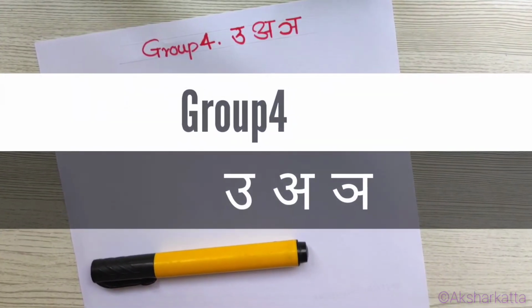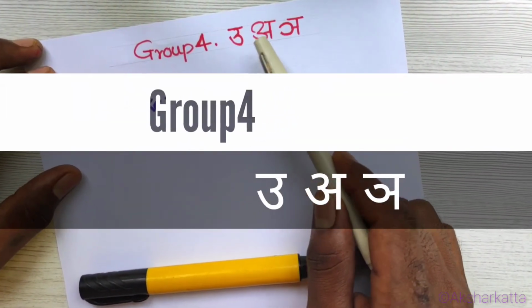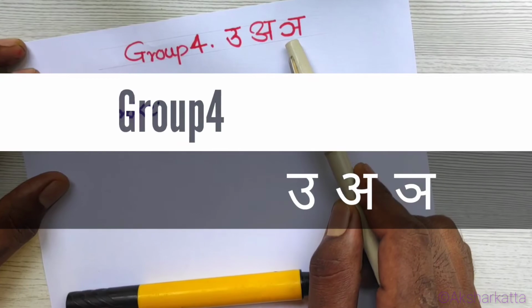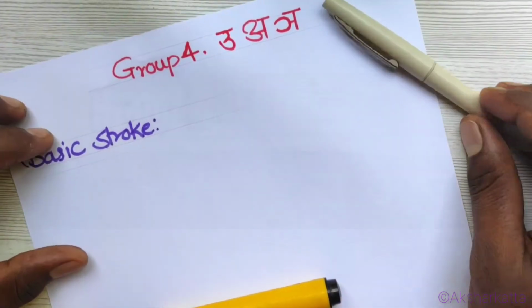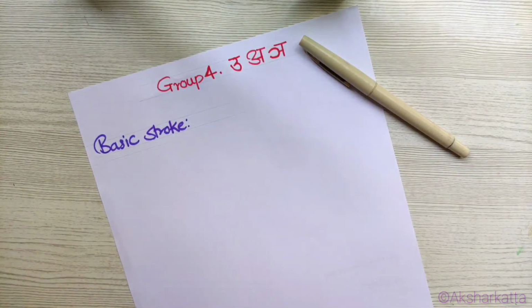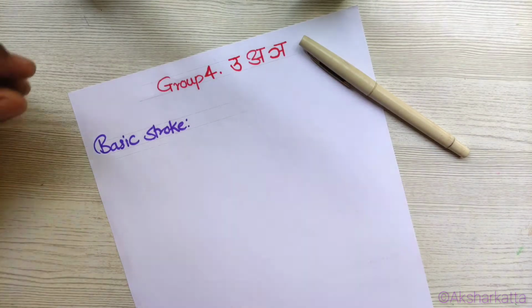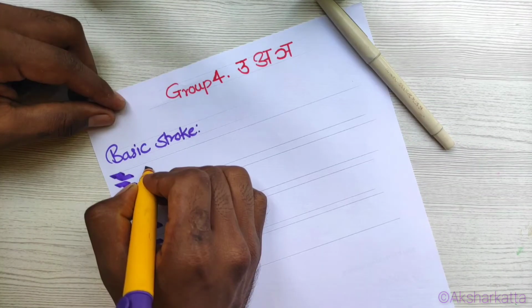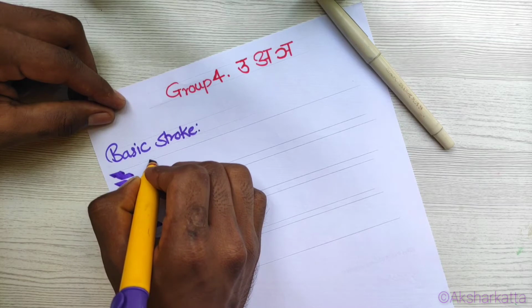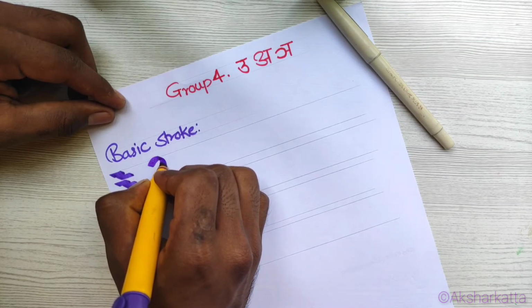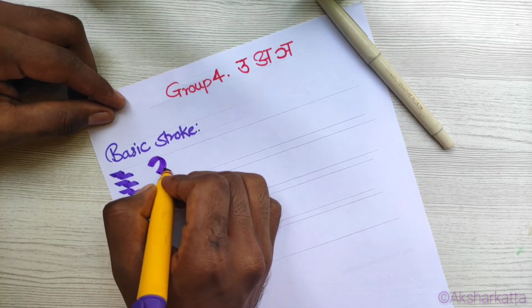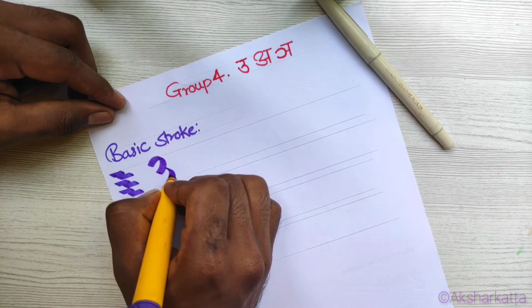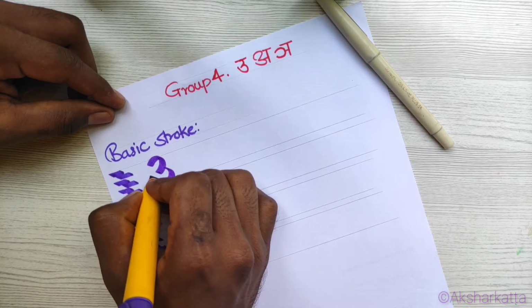So let's quickly jump on to the next group, which has the letter U, and Nya. But before that, check out the first two videos of this series. The link is in the description. Make sure that you prepare the sheet like this, which guides you for drawing the letters in proportion. We shall begin with our basic stroke. I would like to mention that this one is my all-time favorite.